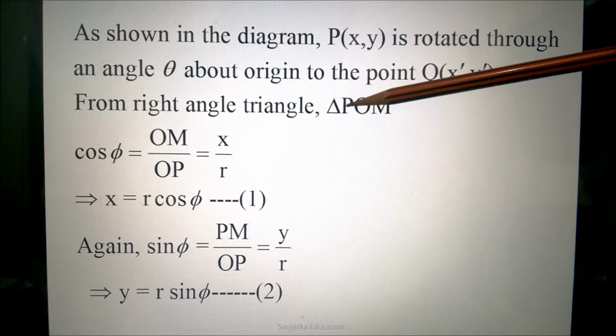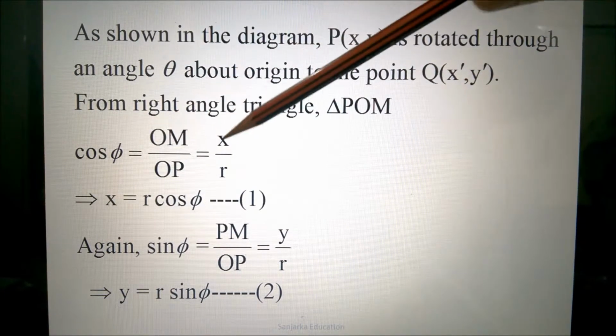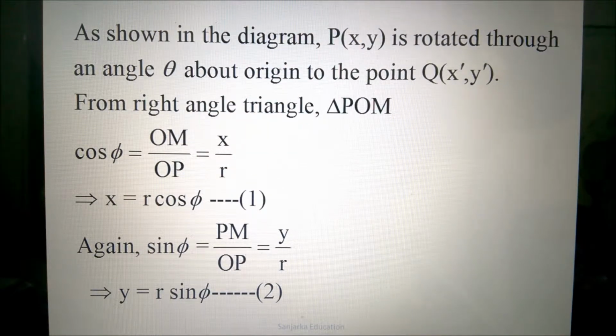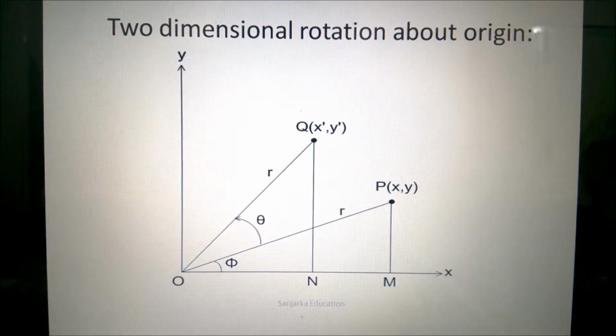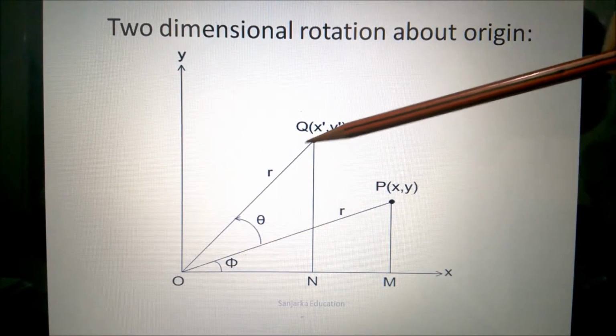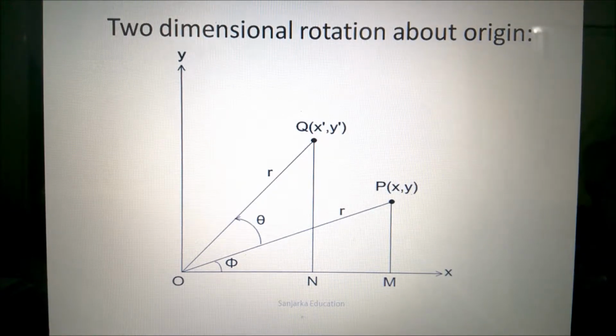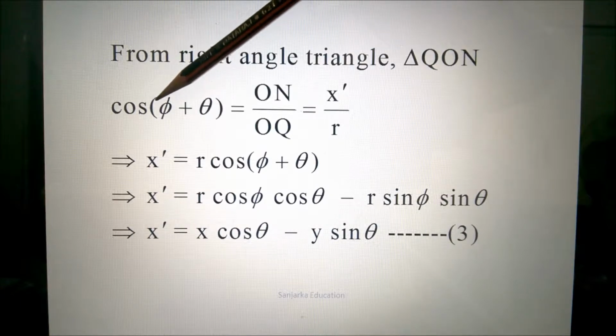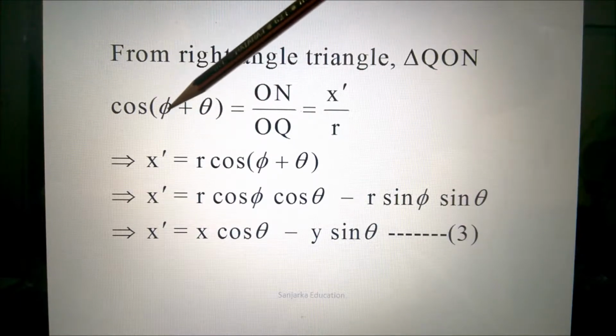From the right angle triangle POM, cos phi is equal to x by r, and from that x equals r cos phi, and that is equation number 1, and similarly y also in equation number 2. Now again you come back to the diagram, and from the right angle triangle QON you can find x dash and y dash by this equation, and the total angle with the x-axis, as I already told, is increased to phi plus theta.